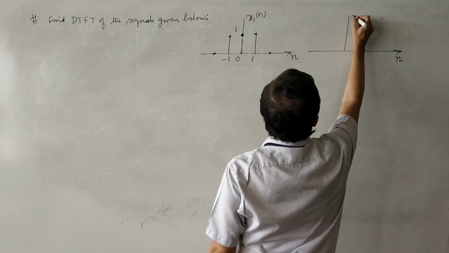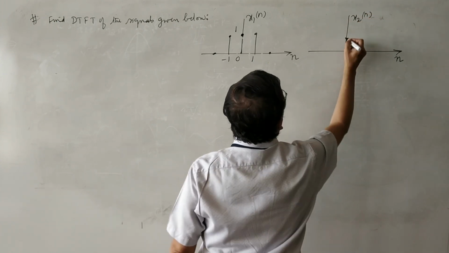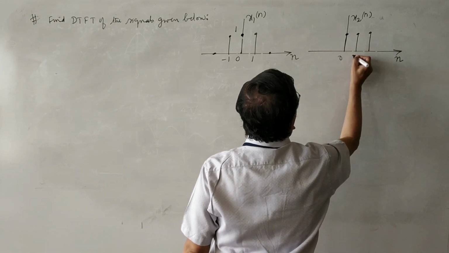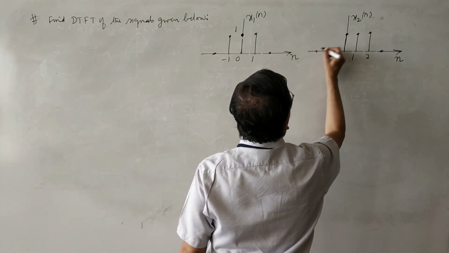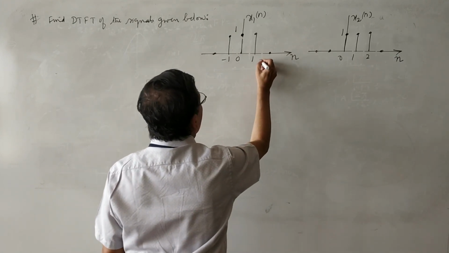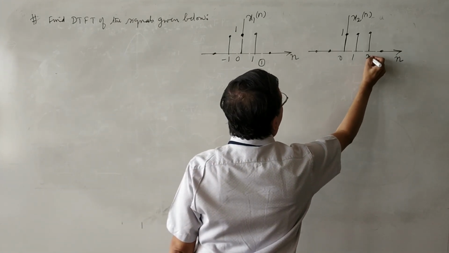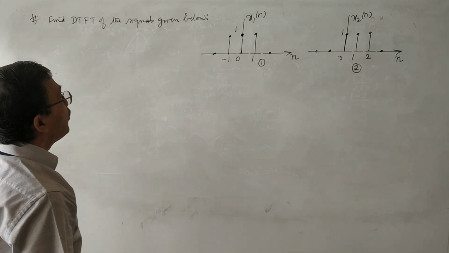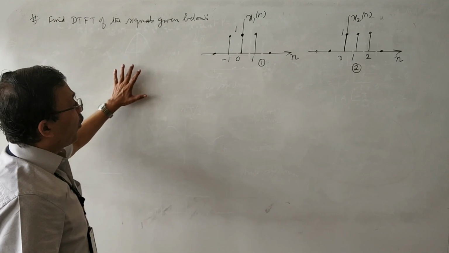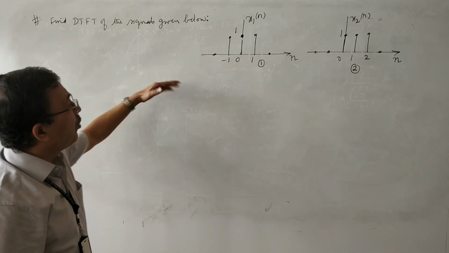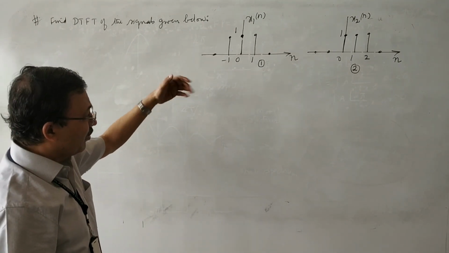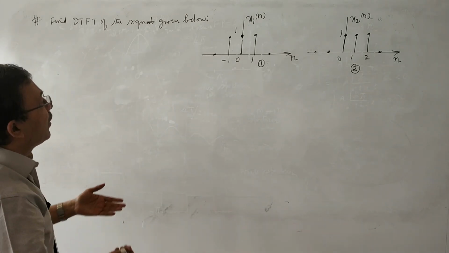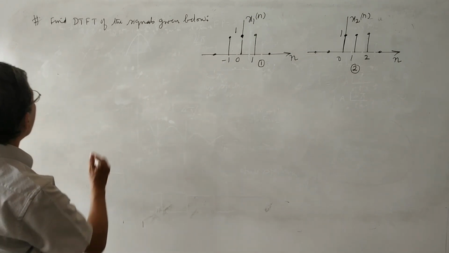X-axis is n, y-axis is x2 of n. Here also there are only 3 samples. All the samples have unique value. This will be referred to as figure 1, and this as figure number 2. Now we have to find DTFT of these 2 signals. This problem is a special case of the previous problem with m equal to 1. But here I will solve the same problem using a different approach. Not a different approach, but in a simplistic manner.